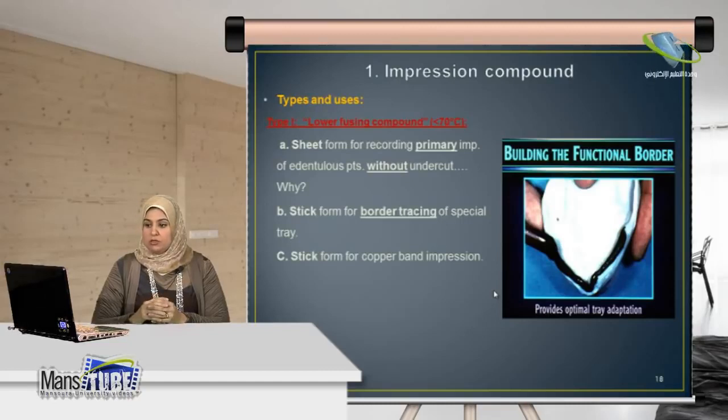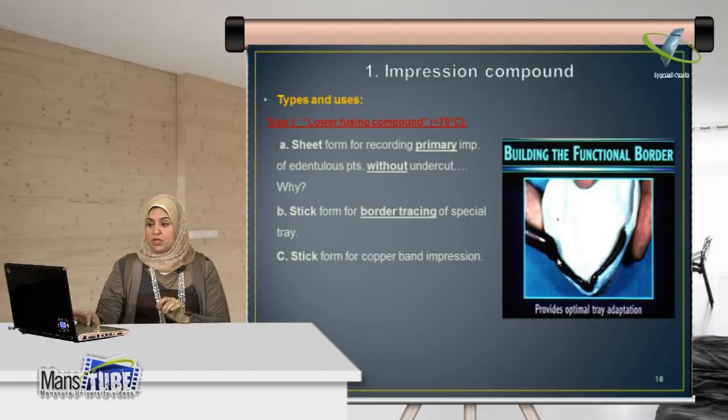The second use is for the stick form. The stick form, we see here. It is used for what we call border tracing. What is border tracing? During taking the impression for a completely edentulous patient, we need to record the details of the sulcus, the oral sulcus, and to take this part of the oral cavity to take the impression of the sulcus.